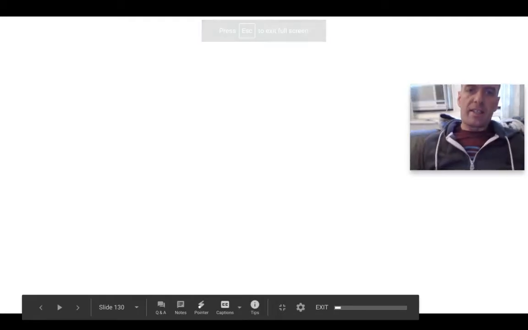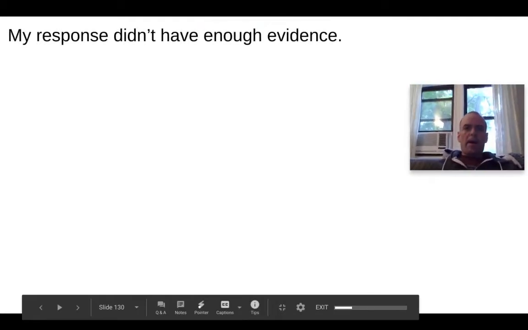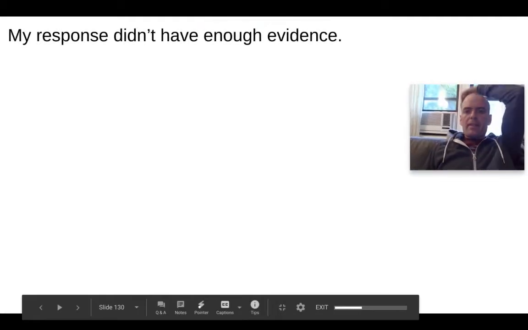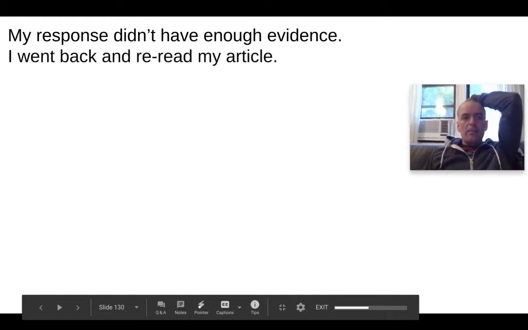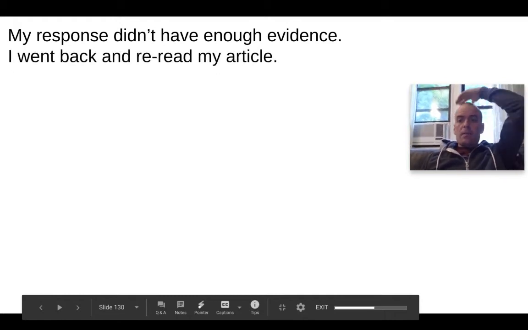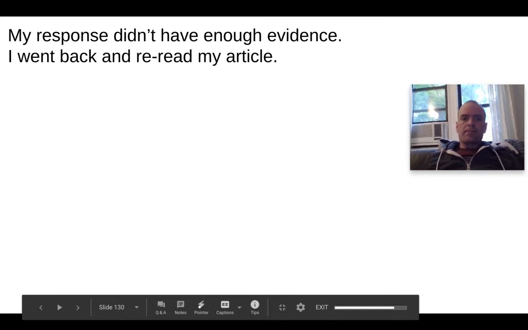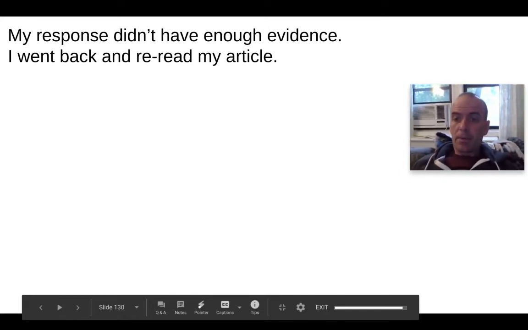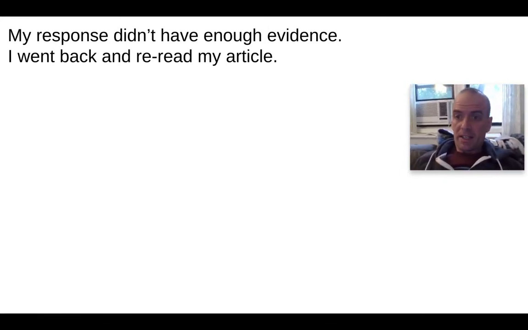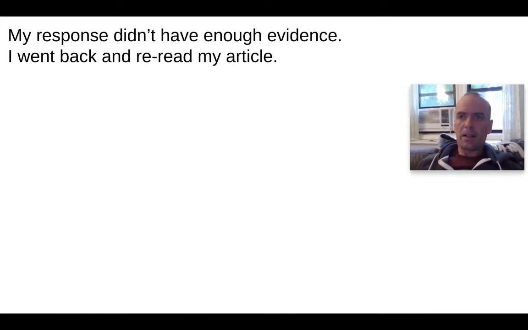Here's our first example. My response didn't have enough evidence. I went back and reread my article. You see, those are two separate sentences. They're both correct sentences. And there's a problem and a solution. My response didn't have enough evidence. Solution, I went back and reread my article.